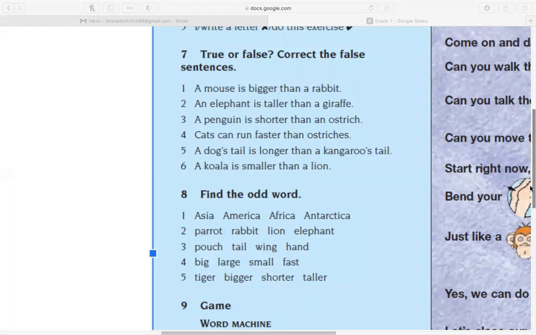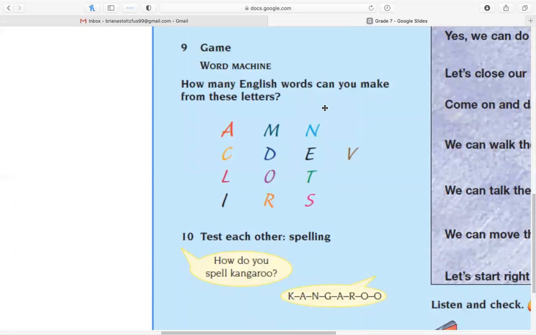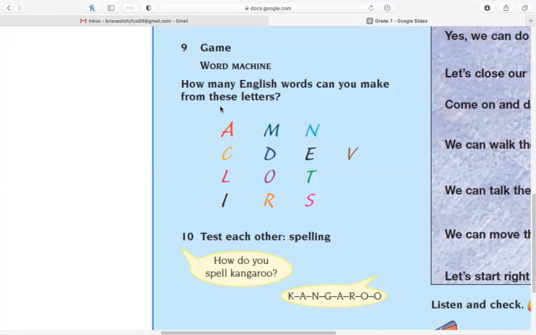Let's look at part 9. If you want, for fun, see how many words you can make from these letters. For example, M-A-N, man. M-A-D, mad. C-A-T, cat.